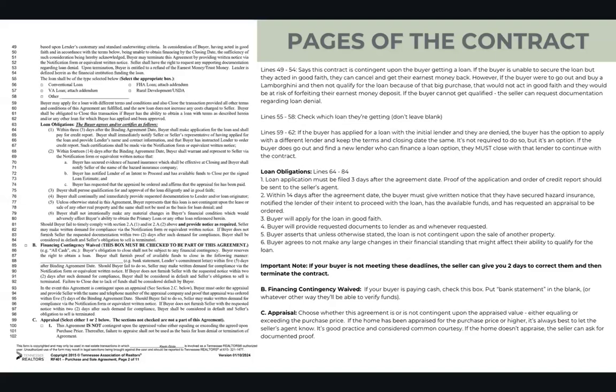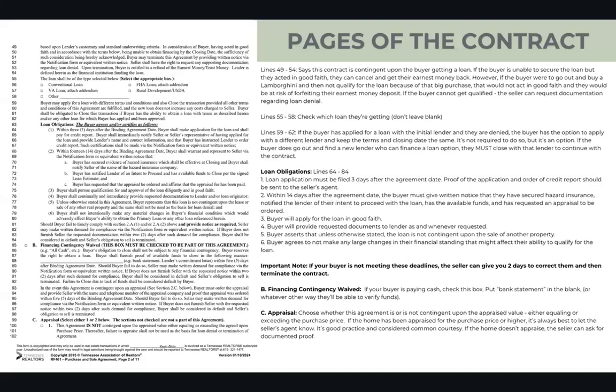qualify. An important note here is if your buyer is not meeting these deadlines, the seller can give you 2 days to correct them and then terminate the contract. B covers the financing contingency. So if your buyer is paying cash, you're going to check this box, put bank statement in the blank, or whatever other way they're going to be able to verify their funds.